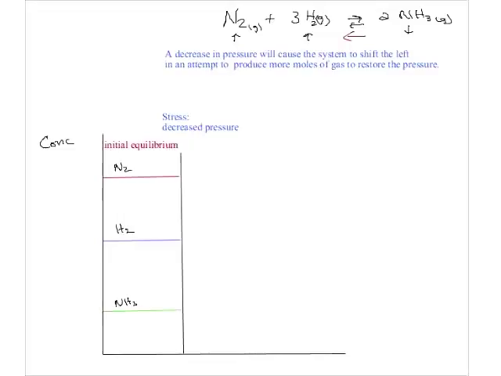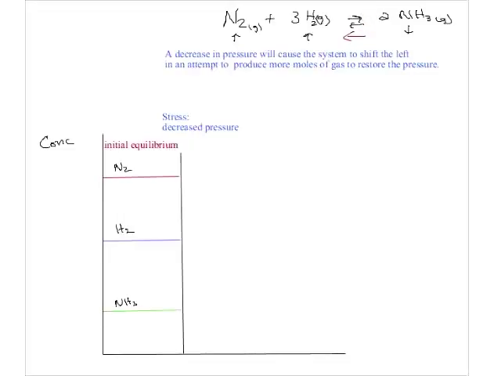There we go. A decrease in pressure will cause the system to shift to the left and attempt to produce more moles of gas this time. So remember, the stress is opposite to what we said a minute ago. We're decreasing the pressure. We want to get the pressure back up. We get the pressure back up by making more moles of gas, 4 versus 2.